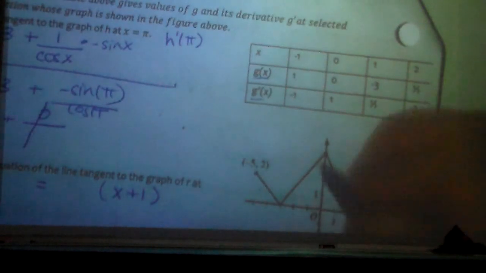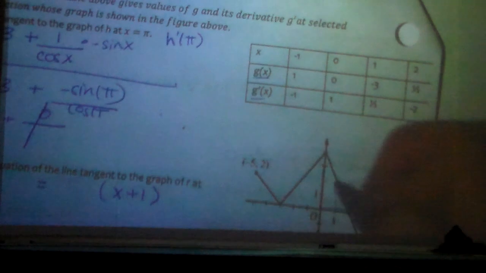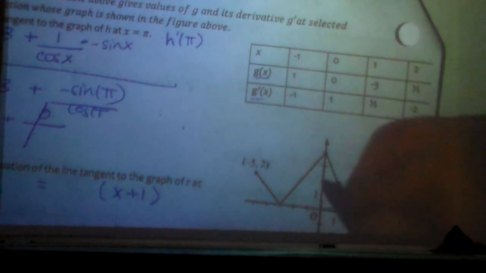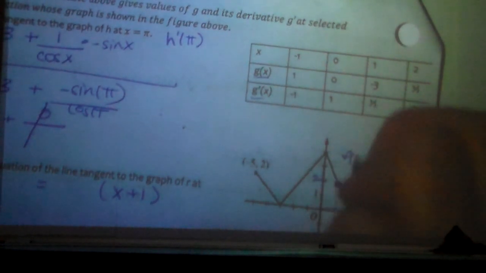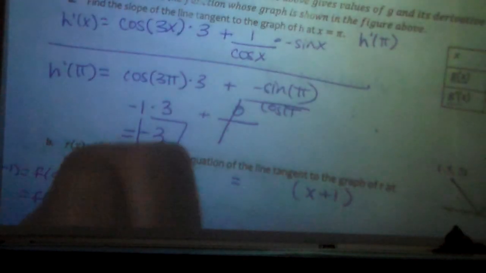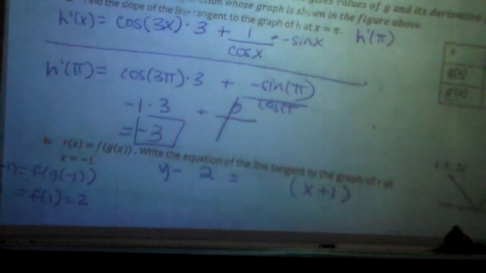F of 1, I go to my graph. This is at a constant rate, so the halfway point in the x is the halfway point in the y, so that's just 2. So f of 1 equals 2. Now I have my y value.